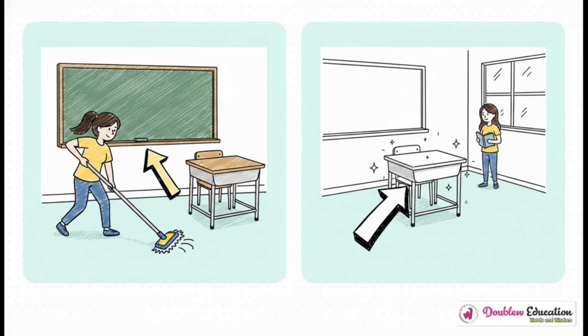But look closer. In that first sentence, all the focus is on Priya. She's the one doing the action. In the second one, the focus is on the classroom, which is receiving the action. And that small difference right there, that is the entire secret to understanding active and passive voice.